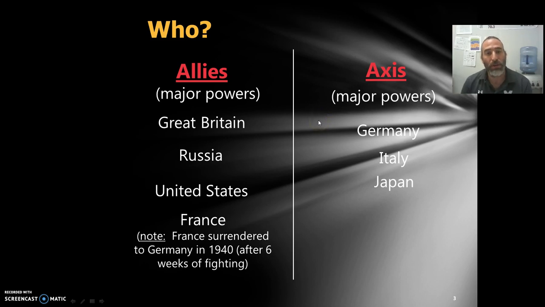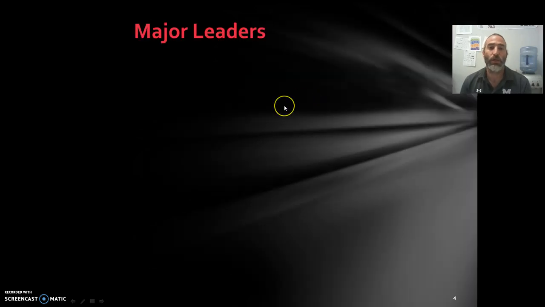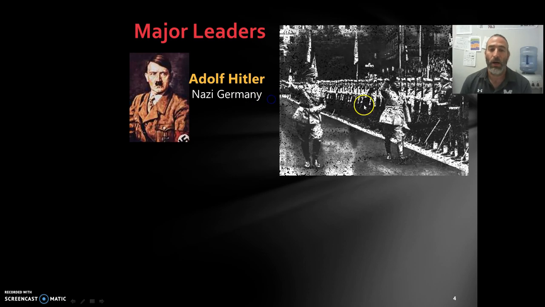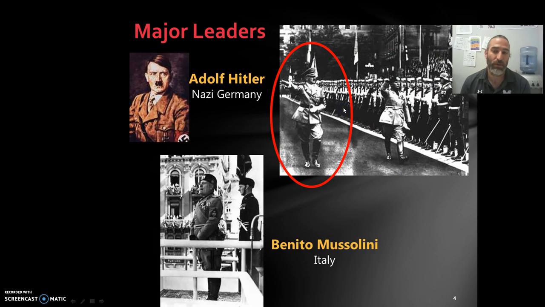The other group of people that you have to know for this war is the major leaders of these countries during wartime. If we start with the Axis powers, Adolf Hitler is in charge of Nazi Germany. Benito Mussolini is in charge of Italy. He's this guy over here. You can see them marching together. They're both considered fascists, and they work together for more of a unified goal.